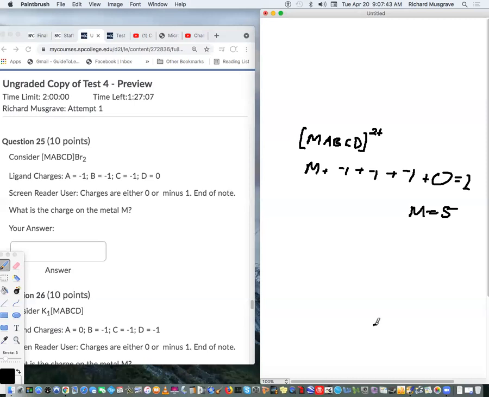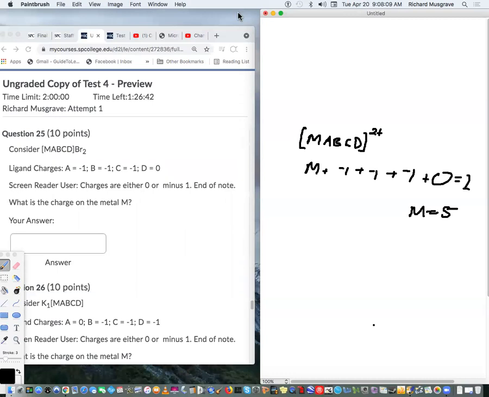Yes, because, okay, it's ionic, right? These are ionic situations, which means the positives and negatives have to even out to be neutral, right? Yeah. Is that okay? Yeah, that makes sense now. Okay. So the charge is 5. Let me see how you feel about M being 5.